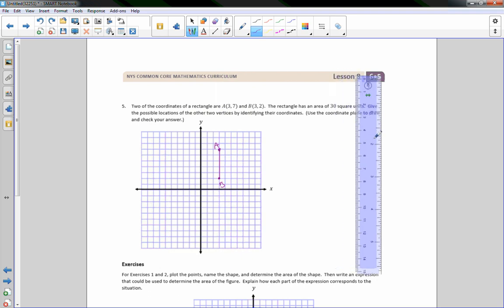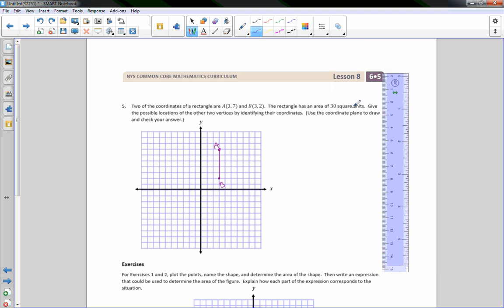And it says the rectangle has an area of 30 square units. Well, what's the length of this? Because that's its height. 1, 2, 3, 4, 5. So this is 5 units. I'll just write the number 5. And they told us the rectangle has an area of 30 square units. Give the possible locations of the other 2 vertices by identifying the coordinates. Use the coordinate plane to draw and check your answer.